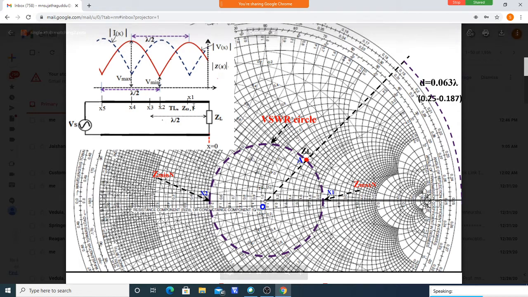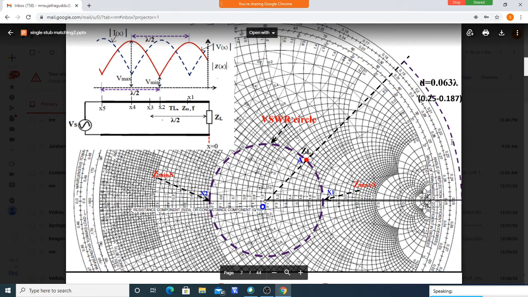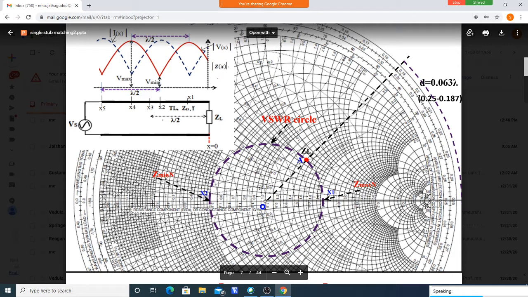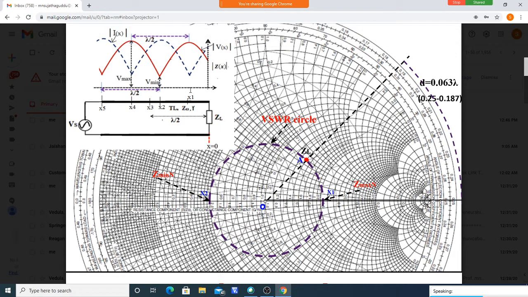This distance D is equal to 0.063 lambda, because it is always in lambda. If you multiply this value with the value of lambda, where lambda is C by F, that is, multiply 0.063 with the lambda value, you will get the distance in centimeters or meters. So like that you can read the distance of any impedance. We measured the maxima here, and the distance of that maxima from the load.